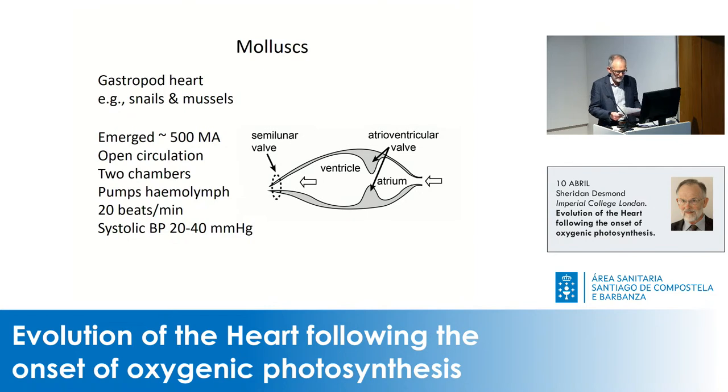Mollusks evolved around 500 million years ago, and gastropods such as snails and mussels were the first to have a two-chambered heart, pumping hemolymph with a heart rate of around 20 beats per minute and a systolic pressure of 20 to 40 millimeters of mercury. In gastropods, the atrium and ventricle are in line, separated by an atrioventricular valve, and the ventricular outflow is regulated by a semilunar valve. Gastropods are slow-moving animals with a low energy requirement, and this arrangement suits their needs perfectly well.